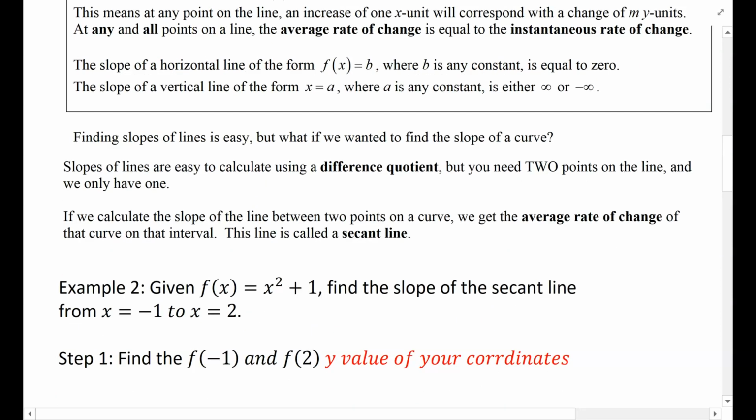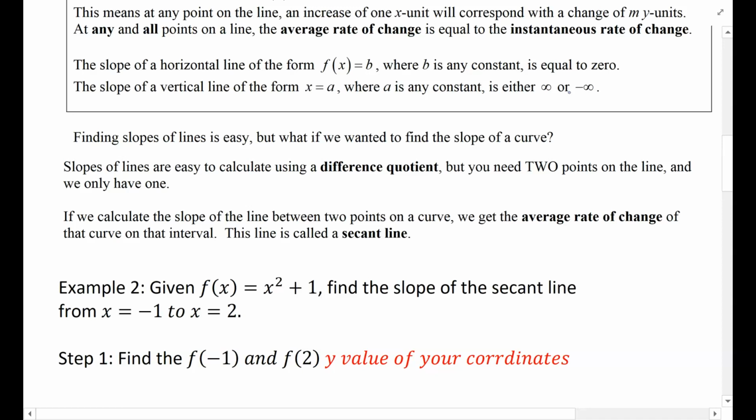Finding slopes of lines is easy, but what if you want to find the slope of a curve? And technically, when we think about that, it's not a slope because we have an idea about what a slope looks like. It looks like a diagonal line. And so we're not really going to use that terminology, slope, as much as we are going to talk about the average rate of change from 2 points.